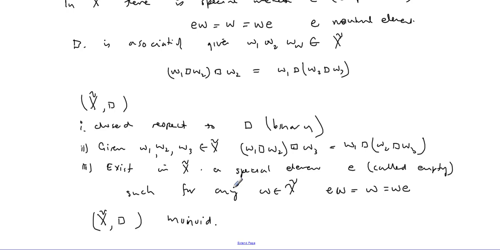Where does semigroup go? Semigroup goes up to there. The operation is associative. Where does the magma go? Goes up to here. Only closed.